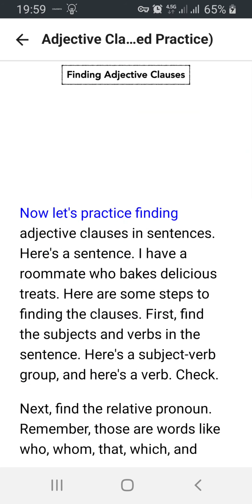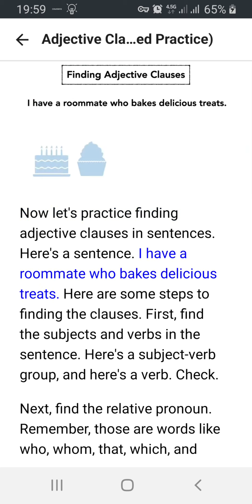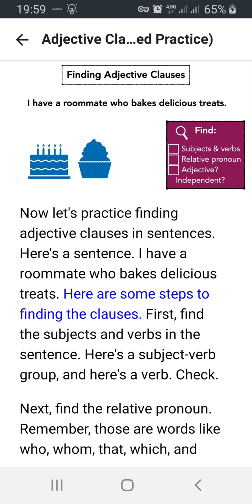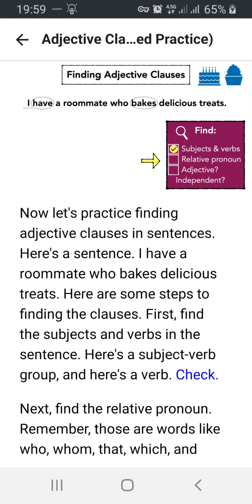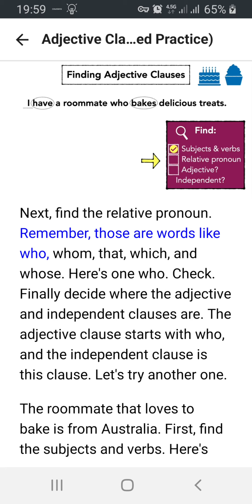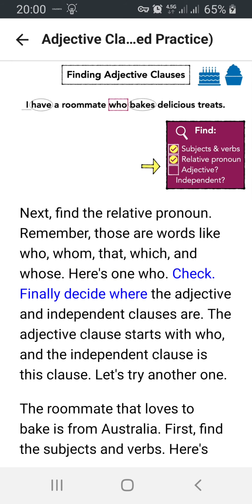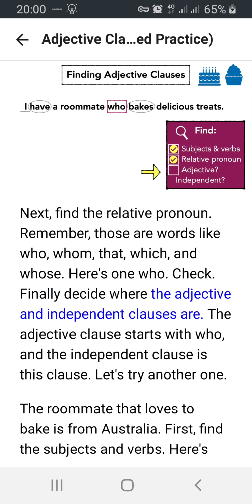Now let's practice finding adjective clauses in sentences. Here's a sentence. I have a roommate who bakes delicious treats. Here are some steps for finding the clauses. First, find the subjects and verbs in the sentence. Here's a subject-verb group, and here's a verb. Check. Next, find the relative pronoun. Remember, those are words like who, whom, that, which, and whose. Here's one, who. Check. Finally, decide where the adjective and independent clauses are. The adjective clause starts with who, and the independent clause is this clause.